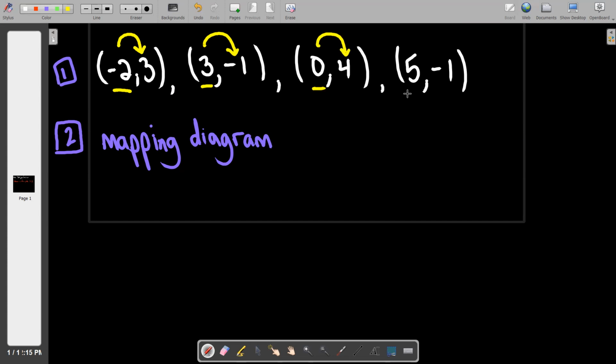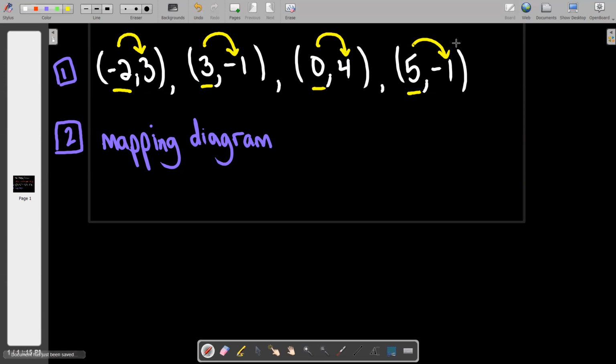0 is mapped to 4. 5 is mapped to -1. So every time you see an ordered pair, an X and a Y, the X is the input that you fed into the machine, and the Y is the output that you got out of the machine. Clear? Clearish, clearer than mud, I hope.